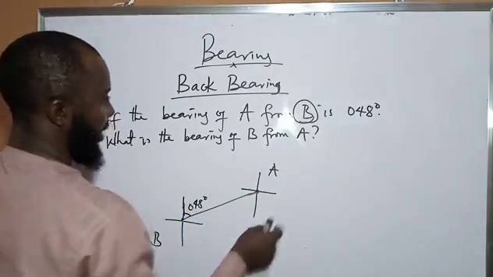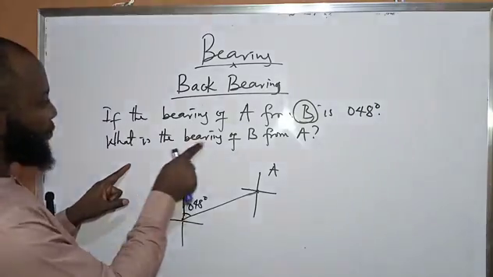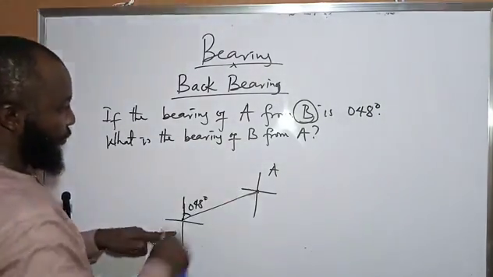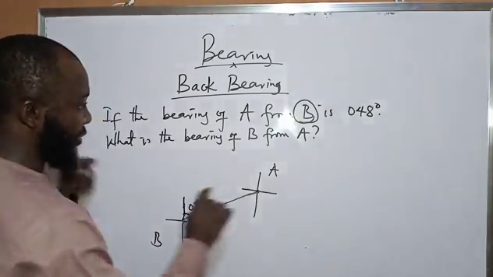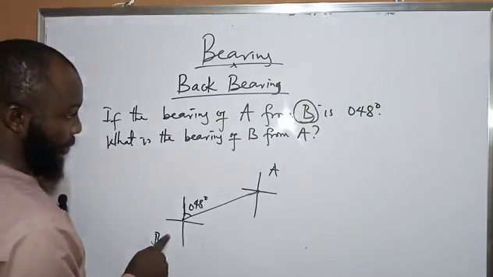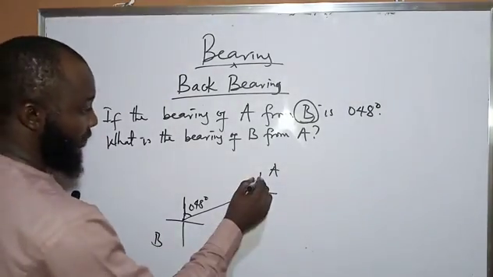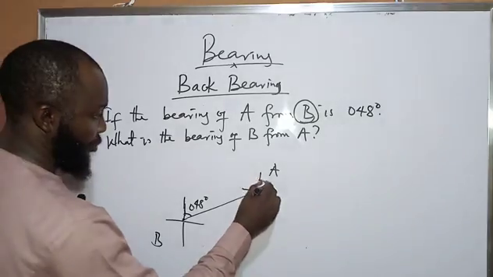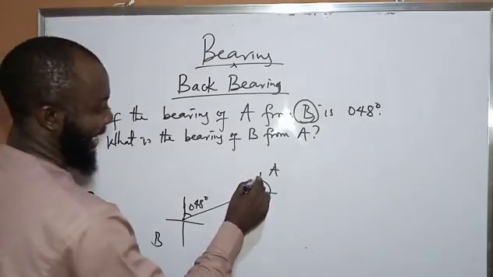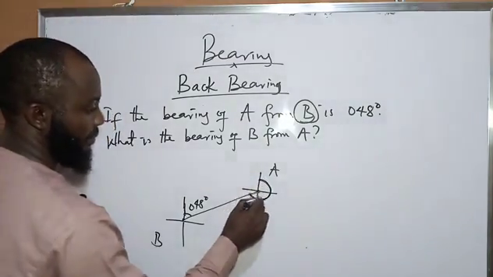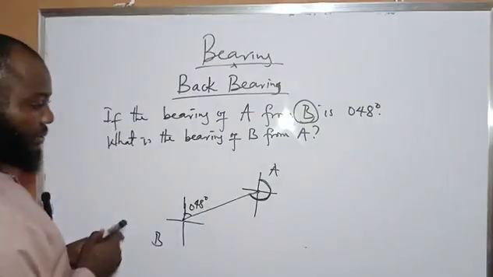Now the question is, what is the bearing of B from A? That is, if you are coming from A, how many degrees will you turn before you can face point B? So you start from the north as well and move to the line that leads towards B. We are calculating this angle.